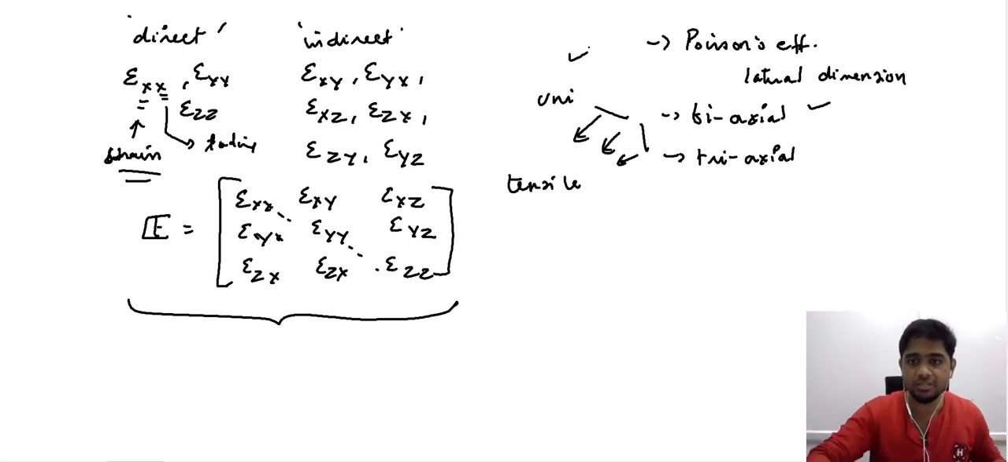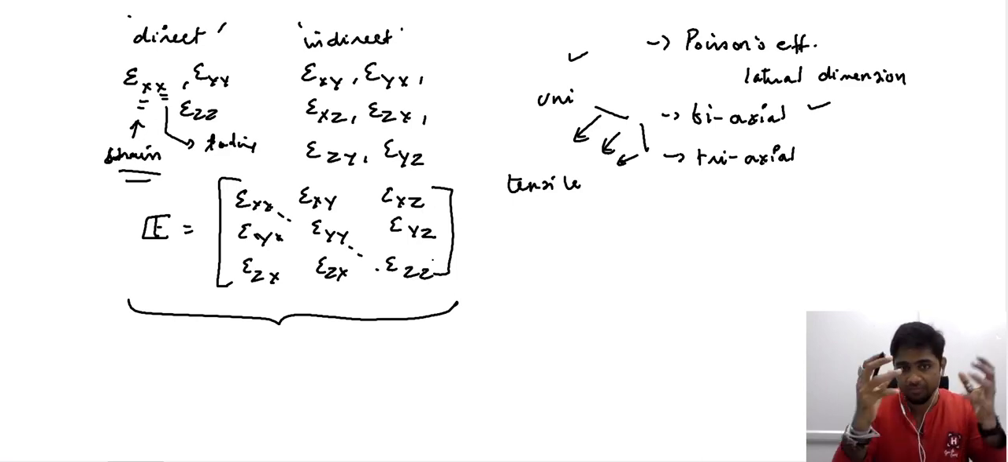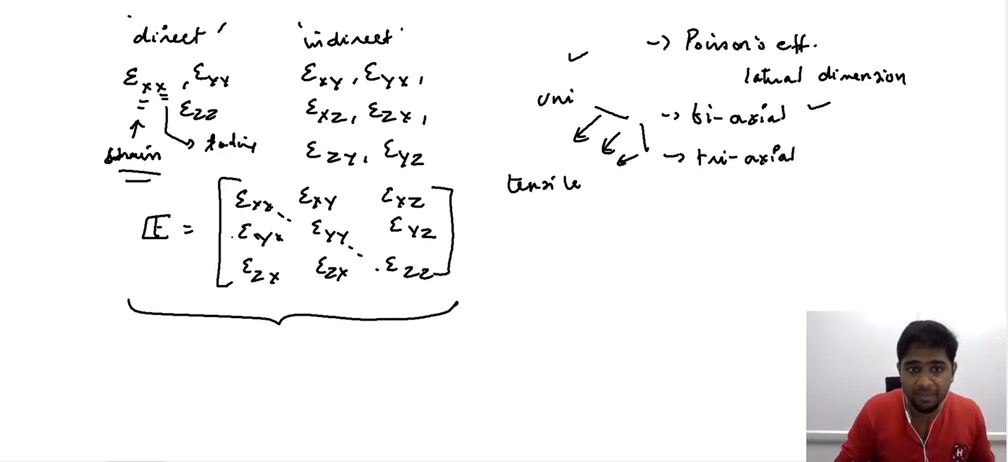For instance, if you consider biaxial tensile loading, all we need to do is the strain along the z direction or the load along the z direction will assume the value of 0. So therefore the entire matrix shrinks in rank or shrinks in size.